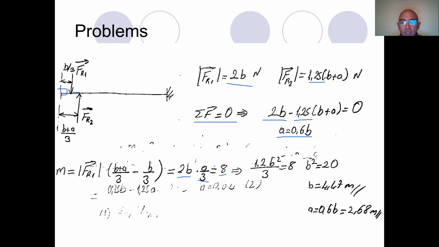Now, I know that A is equal to 0.6B. I put it here. Now, this basically means that 0.6 divided by 3 is 0.2, or 1.2 divided by 3, or in other words, it is 0.4. If you divide 8 by 0.4, it makes 20. And in fact, B squared is equal to 20. From here, we can find that B is equal to 4.47 and A is equal to 2.68 meters.